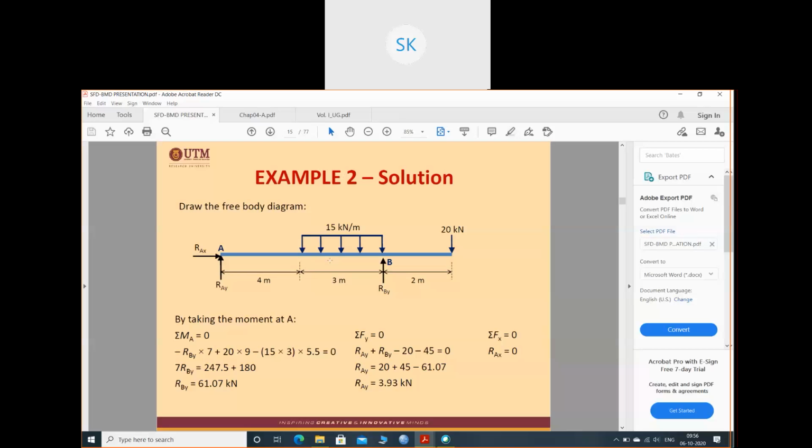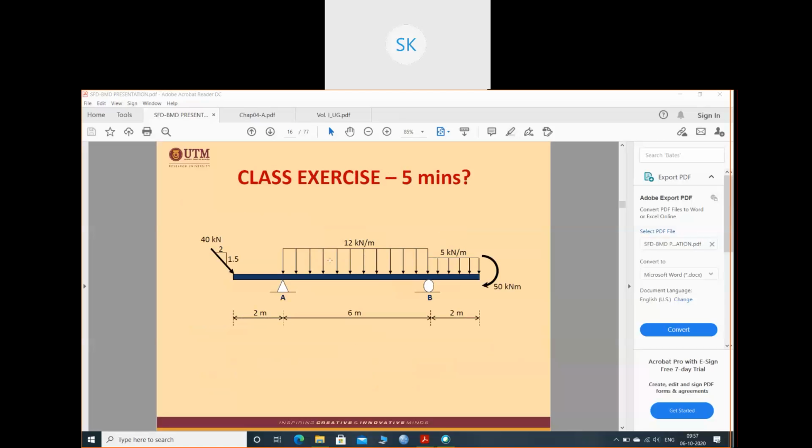Write this question and do it as homework. Try to find this one. If you don't understand, I'll discuss in the next class. Okay. Write this one as homework. Find out the support reaction. Just write this question and find out the support reaction. Done? Just take the screenshot of the question. Okay.